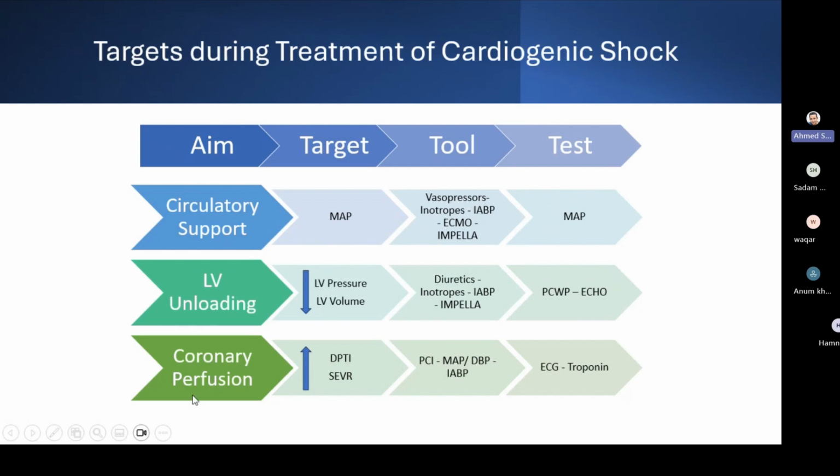And regarding the coronary perfusion, you should target to increase the diastolic pressure time index, and you will achieve this by either doing PCI or optimizing the hemodynamics, or you can use the intra-aortic balloon pump, so this will increase the coronary perfusion. And during that, you can monitor the patient by the ECG and the troponin. So if the ECG is regressing and the troponin is declining, that means your coronary perfusion is optimized.